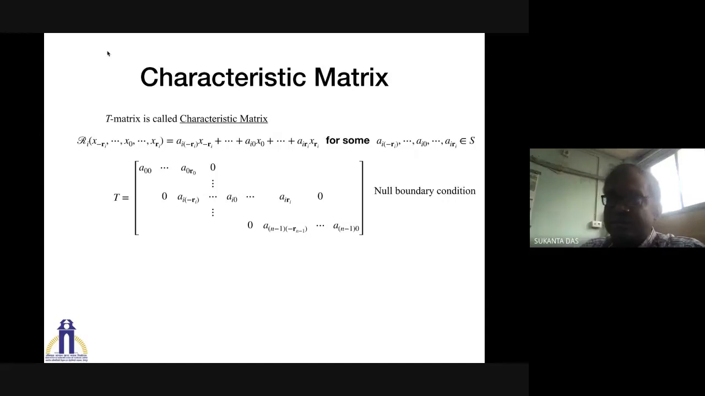And here we call this T matrix the characteristic matrix. Both the names are generally used. I mean, in literature, this matrix is also called the T matrix, but its name is characteristic matrix. Let's take an example to be clear. So consider the 4-cell CA 90, 150, 90, 150, right?